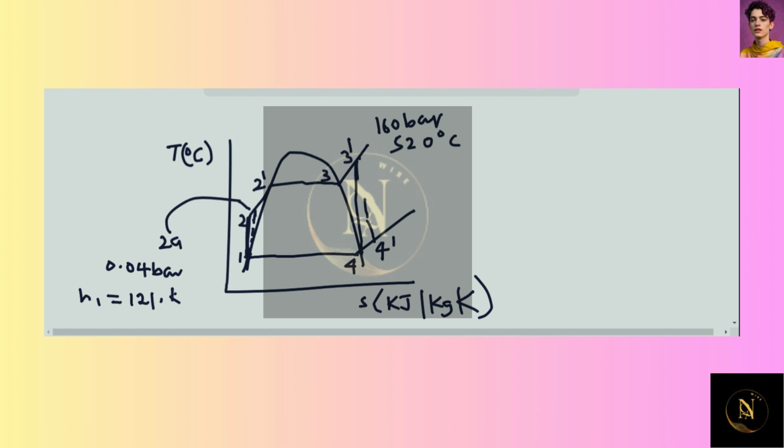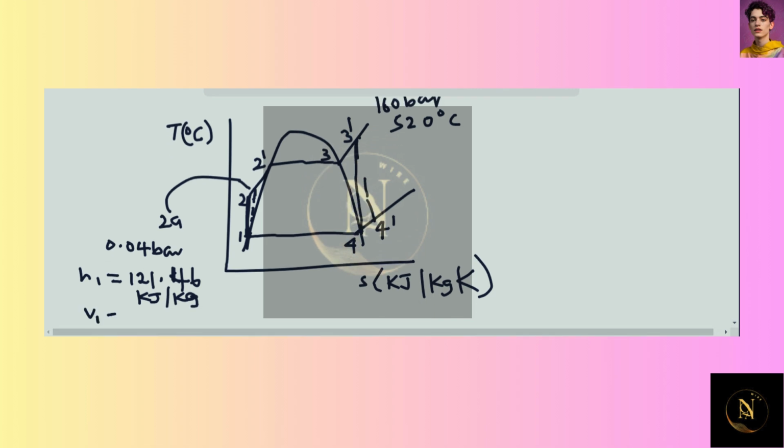It's going to give us 121.46 kilojoule per kilogram. You can also look for the specific volume at that point. It's going to give us 1.0004 times 10 to the power of minus 3 cubic meter per kilogram. The pressure here is 0.